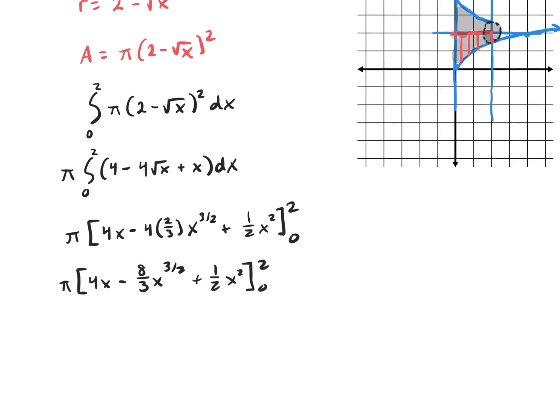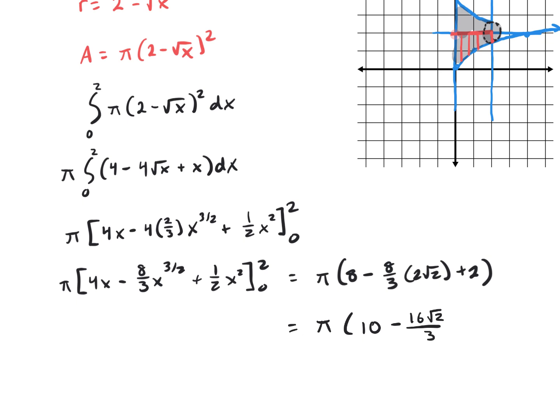And from here, we're just plugging in our numbers. So that gives us 8 minus, so here we have 8/3. We plug in 2. 2 cubed is 8. The square root of 8 is 2 root 2. And then here we have plus 2. And then when we plug in 0, everything is 0, so it'd be minus 0. So we don't have to worry about that. So here we have pi times (10 minus 16 root 2 over 3).